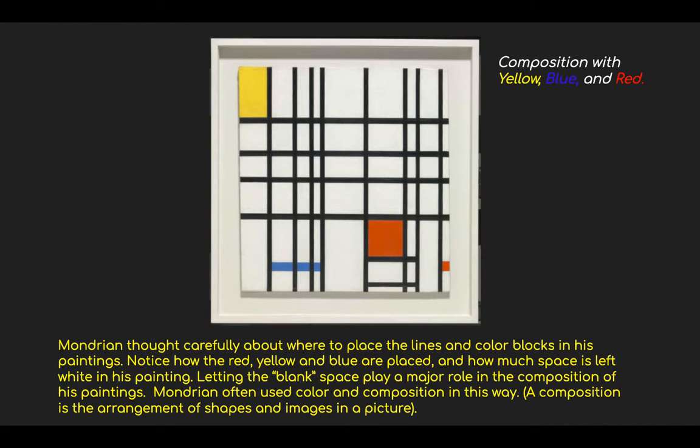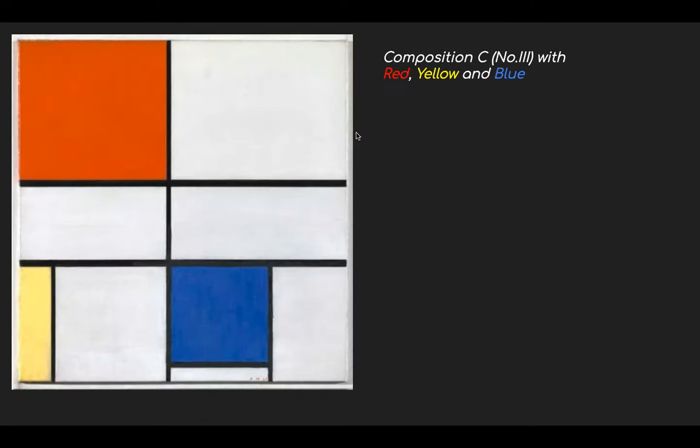Okay, we've talked about this word composition before. A composition is the arrangement of shapes or images or objects in a picture frame, like in a picture plane. So the picture plane would be these four sides. So composition is how things are arranged inside this space.